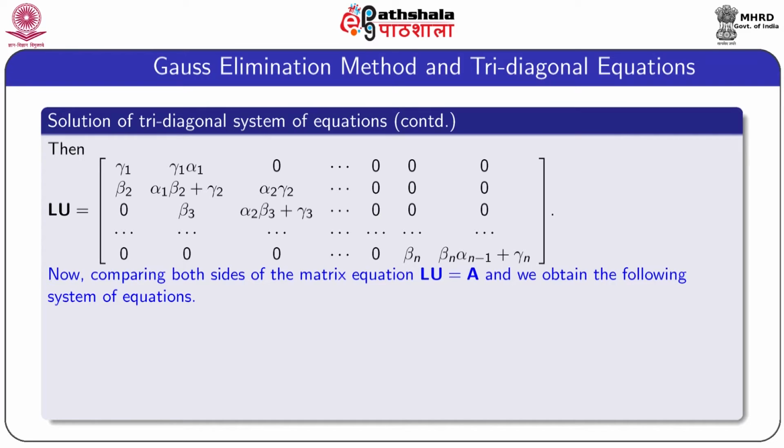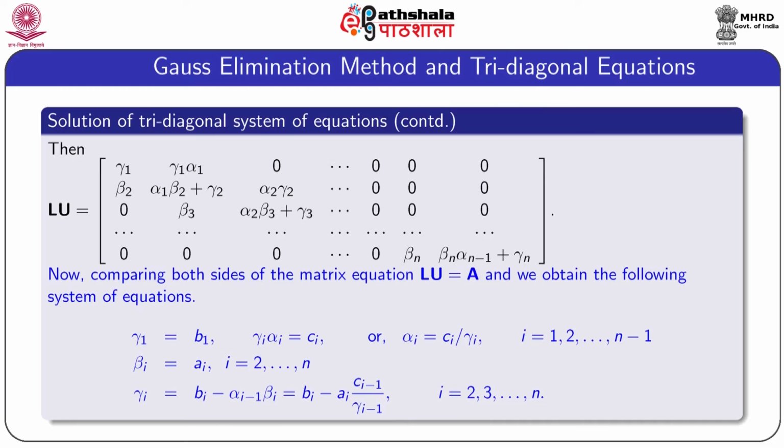Now comparing both sides of the matrix LU equal to A, we obtain the following system of equations: gamma 1 equal to b1, and gamma i alpha i equal to ci, that means alpha i equal to ci by gamma i, where i equal to 1 to n minus 1; beta i equal to ai, where i equal to 2 to n; and lastly gamma i equal to bi minus alpha i minus 1 into beta i, equal to bi minus ai into ci minus 1 divided by gamma i minus 1, where i equal to 2, 3 up to n.